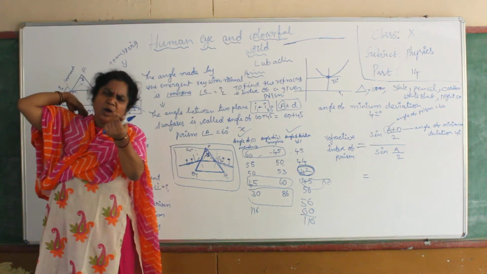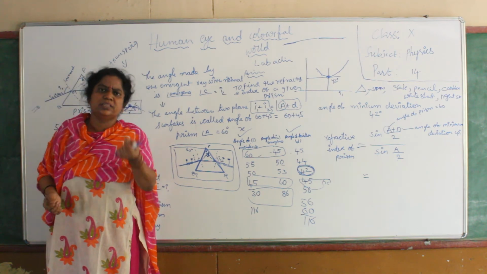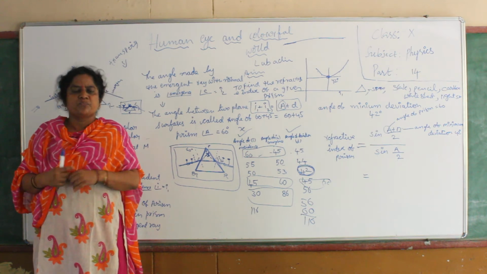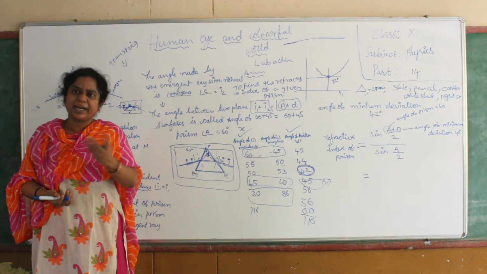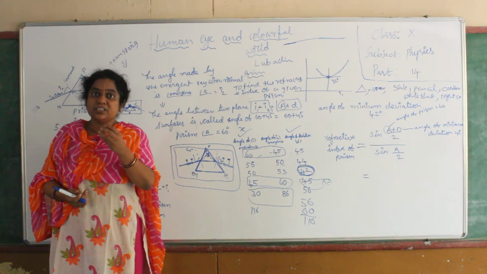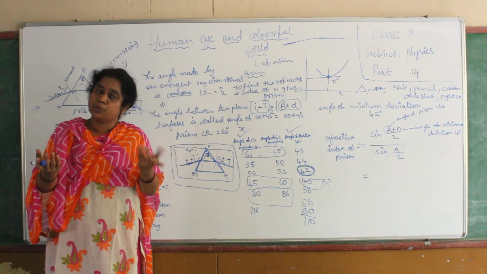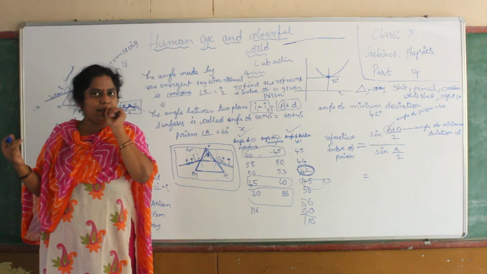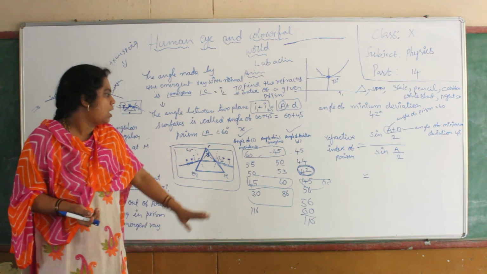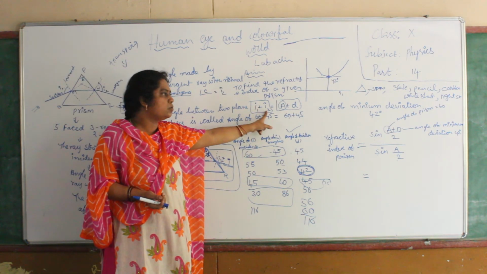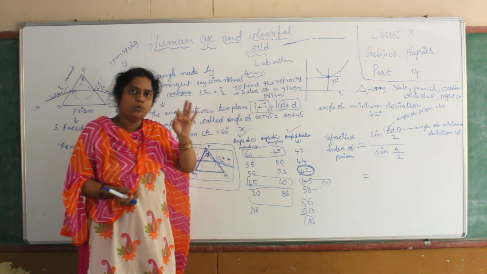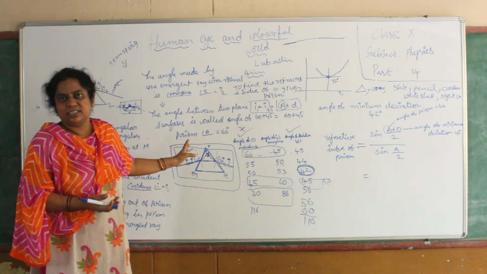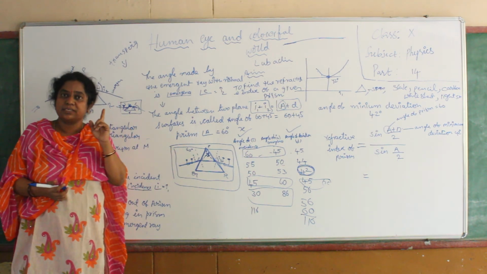Sometimes you may get 1 or 2 digits of variation. That is your practical error. That means you made a mistake while fixing the pins or something. Practically, you can't always be exactly correct. If there is only a little practical error, you can ignore it. Otherwise, if I1 plus I2 is equal to A plus D, then you did your practical perfectly. So this is the way to find out the refractive index of the prism.